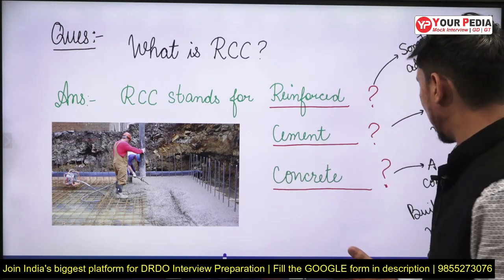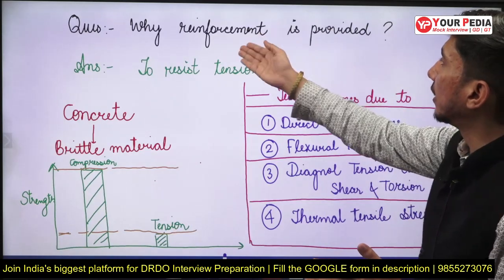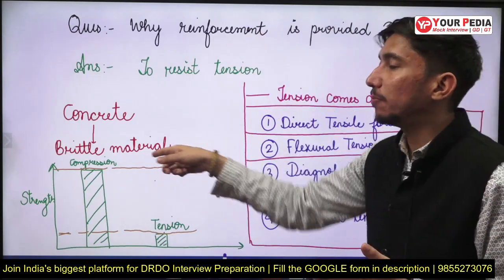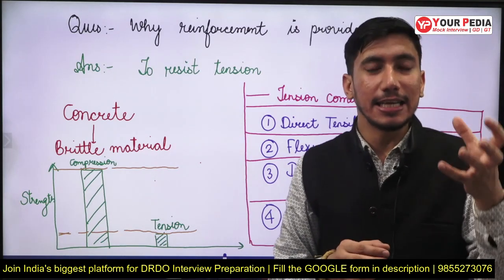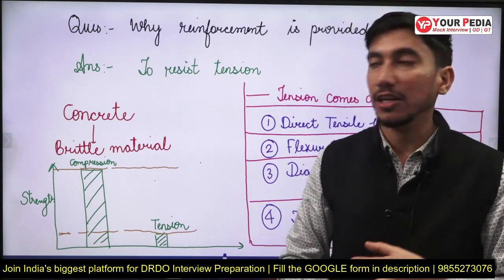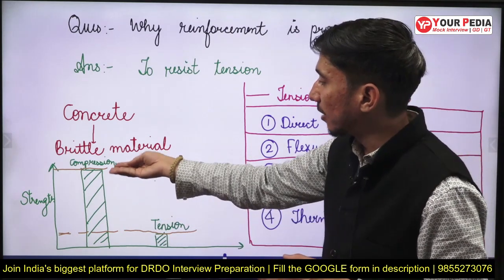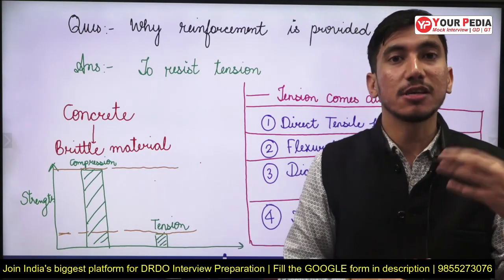Now the thing is, as we all know, concrete is a material which is brittle in nature. When I say a material is brittle in nature, it means that it can take a large amount of compressive stress, but its tensile strength is very low. So for concrete, the compressive strength is high, but the tensile strength is about 5 to 10% of its compressive strength.